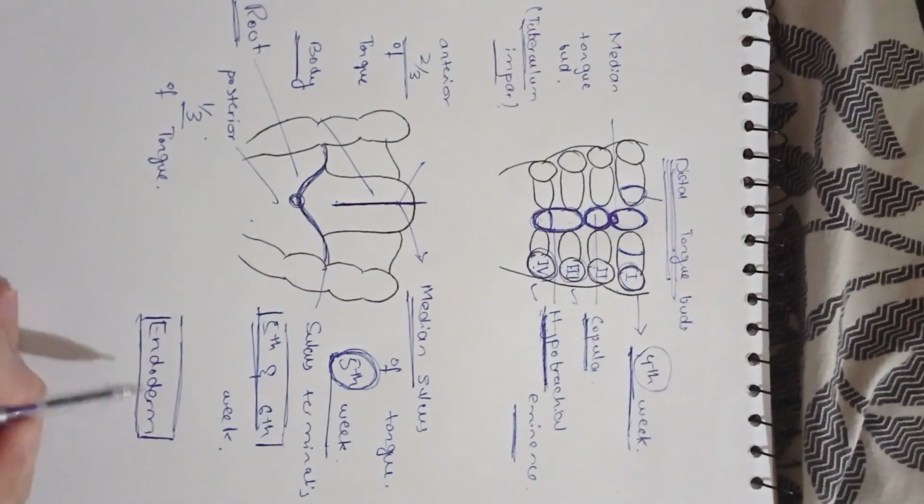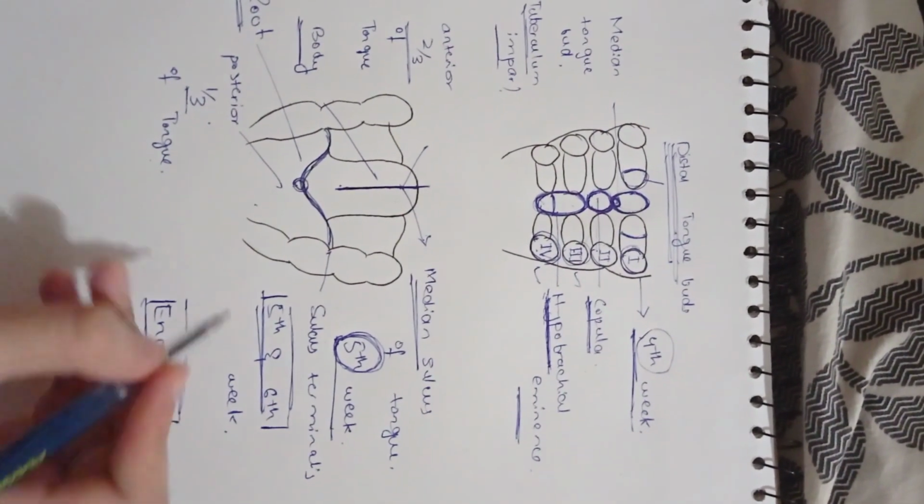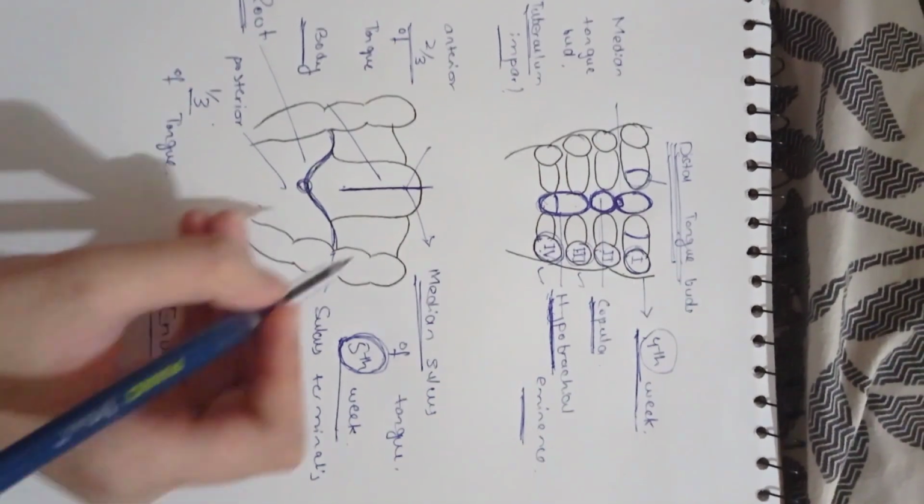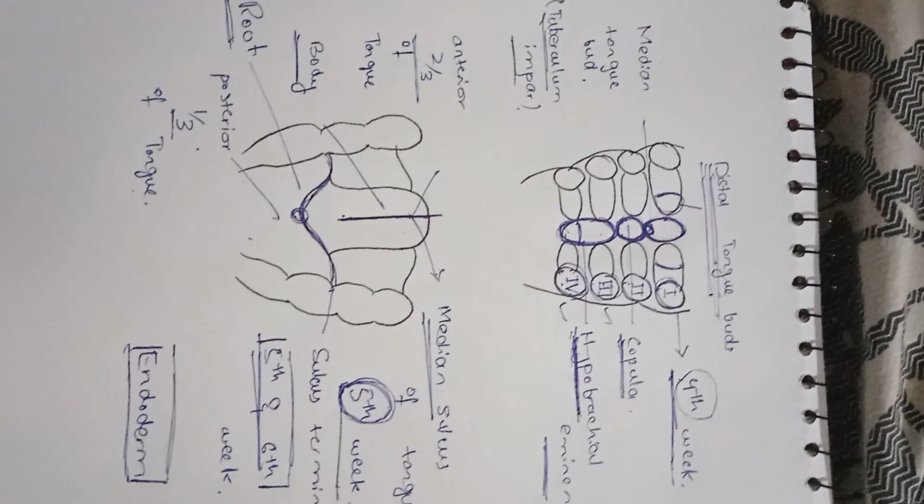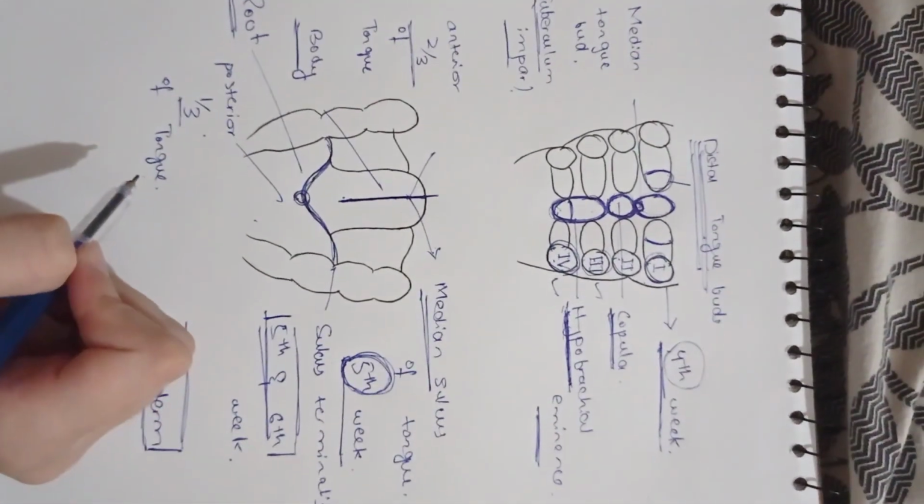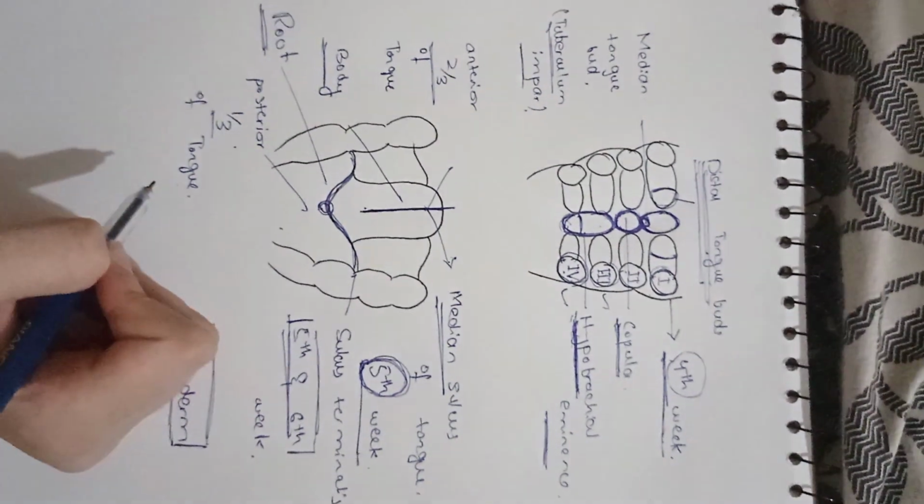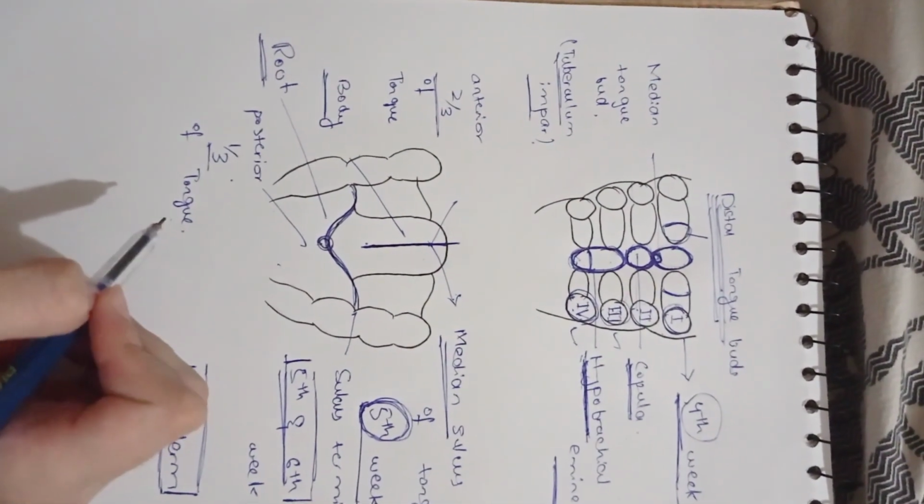Now coming towards the formation of the connective tissue, the vasculature of the tongue, and the mucosal lining. The mucosal lining of the tongue forms from the endoderm covering the inner aspect of the pharyngeal arches, and the connective tissue and the vasculature of the tongue are formed by the mesenchyme of the pharyngeal arches. So let me repeat it again.